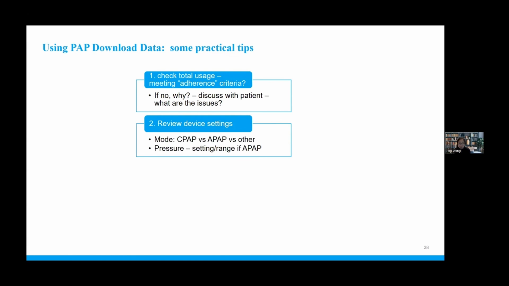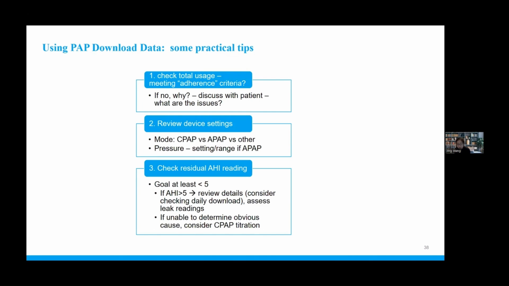Then, you review your device settings. What mode are you on? What pressure range? Is the AHI within the range? If it's less than 5 and the patient's comfortable, you're pretty good, right? If the AHI is more than 5, again, look through the details, consider looking at the daily download, and incorporate that with what the patient's experience is. If they say, when I'm sick this is not working, or I've been sick for the last 3 weeks, that's a very different situation than if the patient says this is my health baseline, but I continue to have difficulties every night with PAP, because the pressure is too high or because I wake up and my mouth is too dry. So really try to understand what is challenging for the patient.